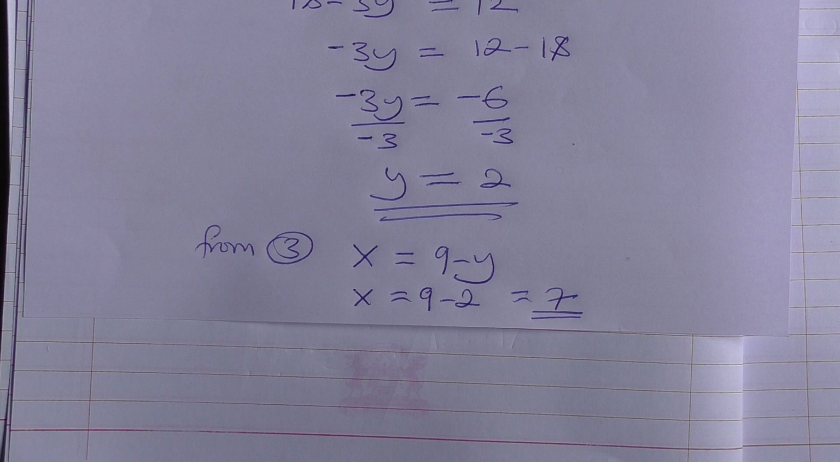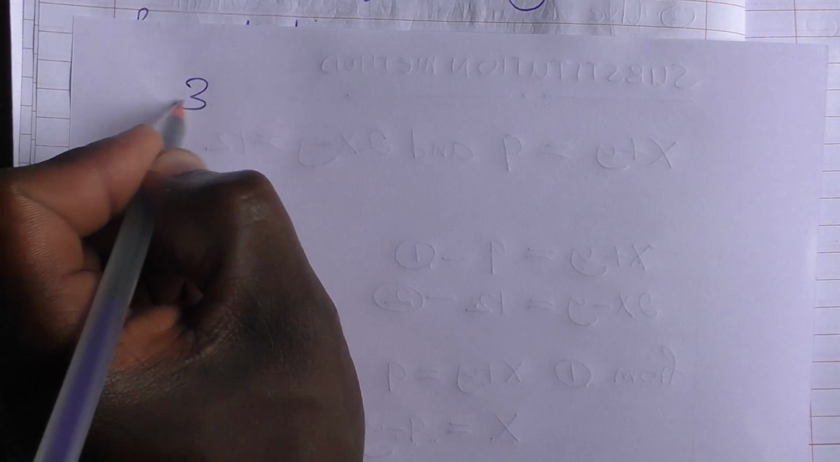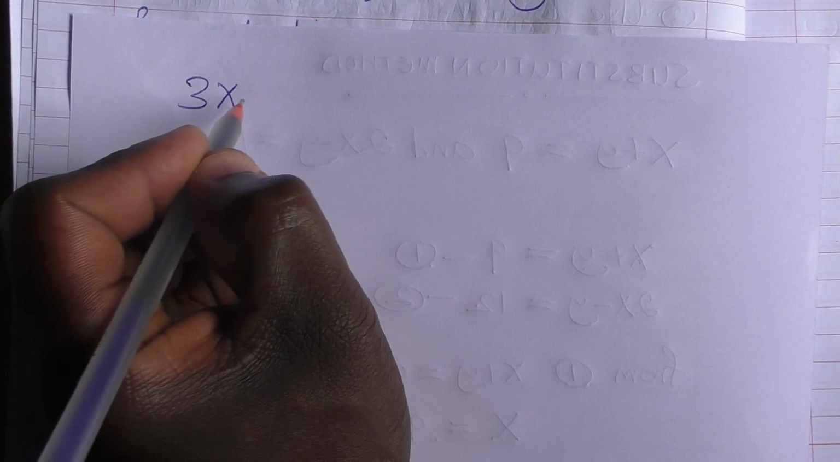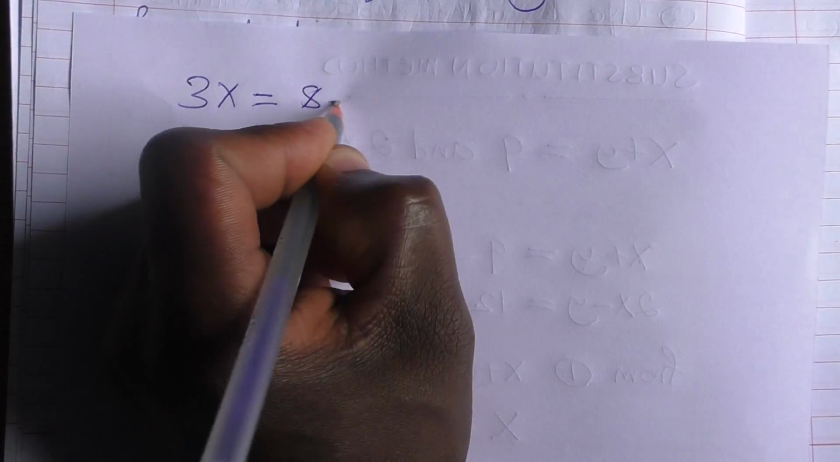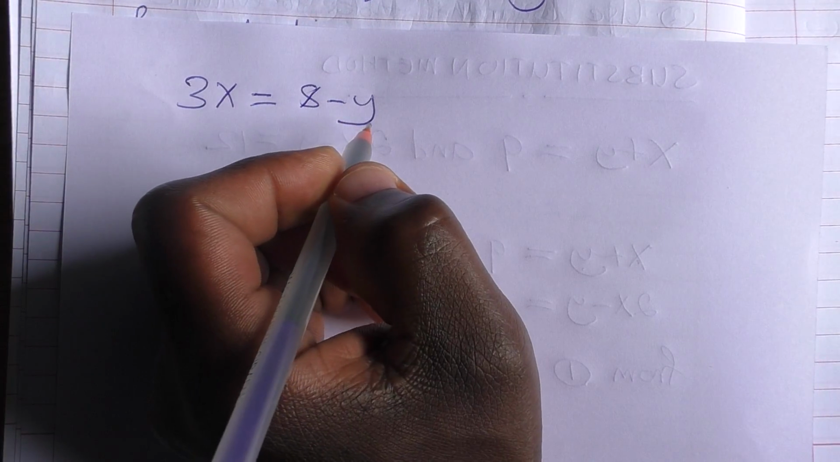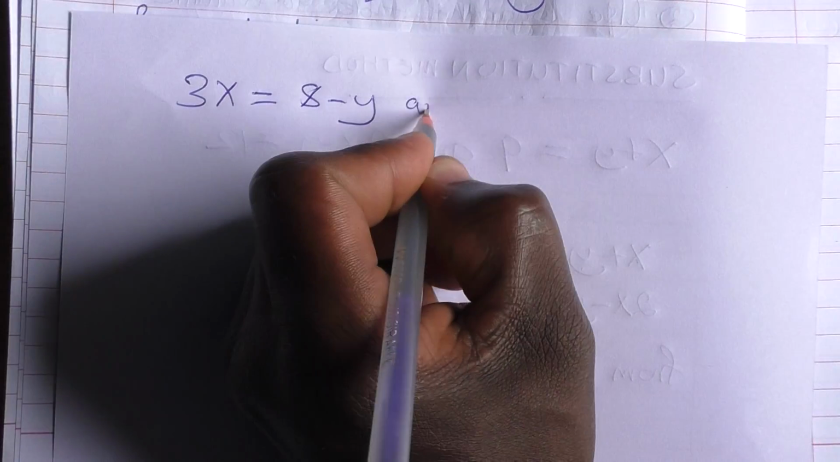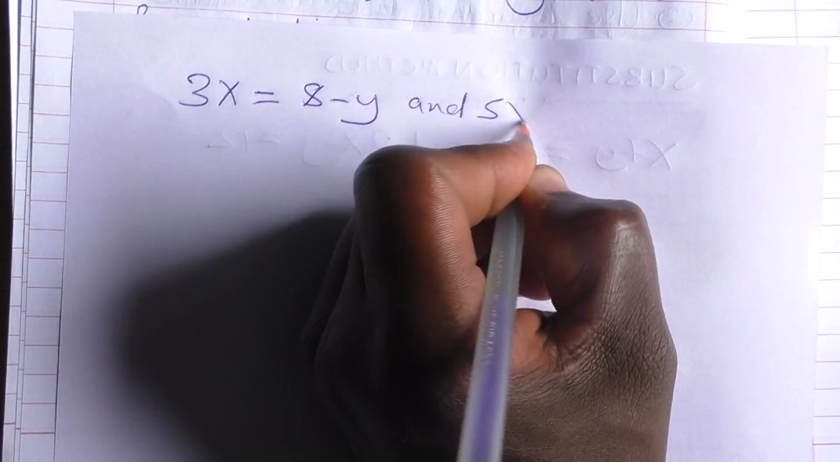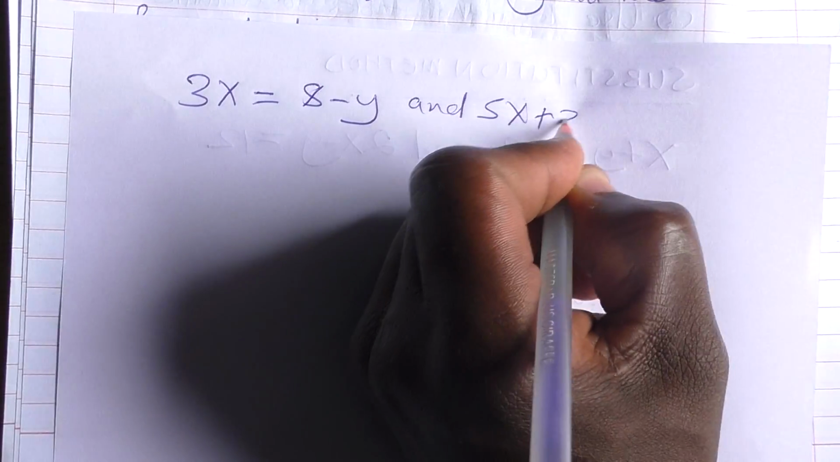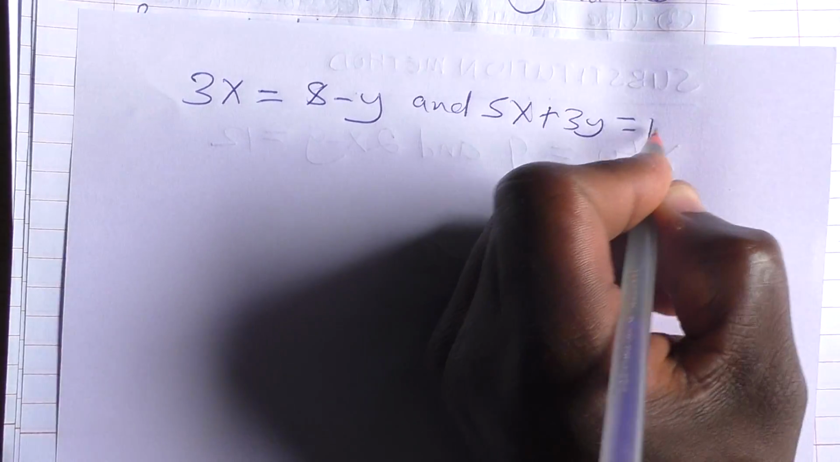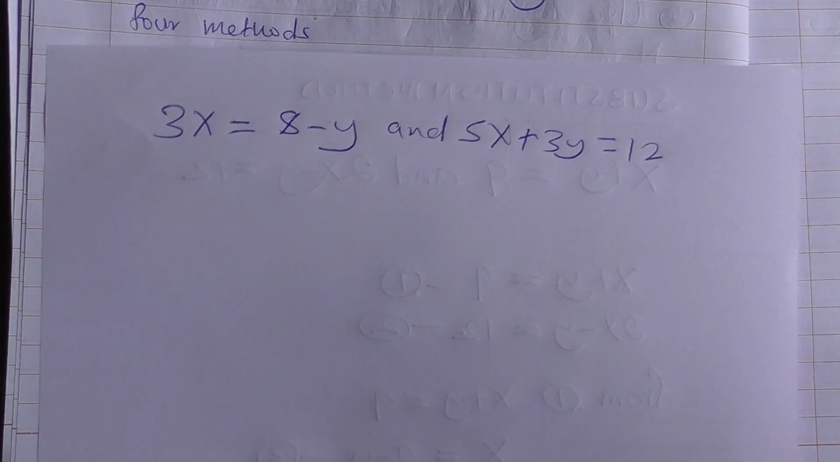We are coming to the second example of the substitution method, and that is, we have 3x equaling 8 minus y and 5x plus 3y equaling 12.